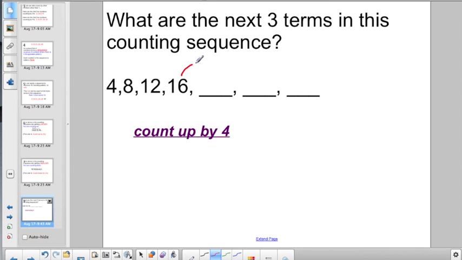16 plus 4 more, hey, that's going to give me 20, isn't it? So now I have 20, and I'm going to add 4 more to that term. 20 plus 4 more, hey, that's going to give me 24. And 24 plus 1 more 4, since I'm counting up by 4, that's going to give me 28.